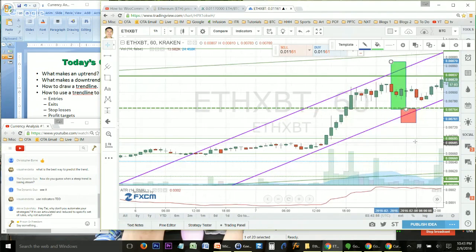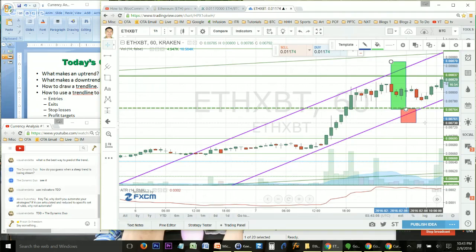What happens if you miss this move, because it never hit the trend line? It's okay. You just wait, lock and load, and wait for the next trade, right?